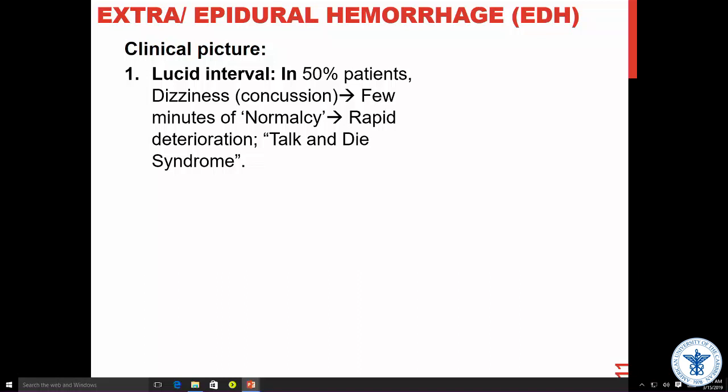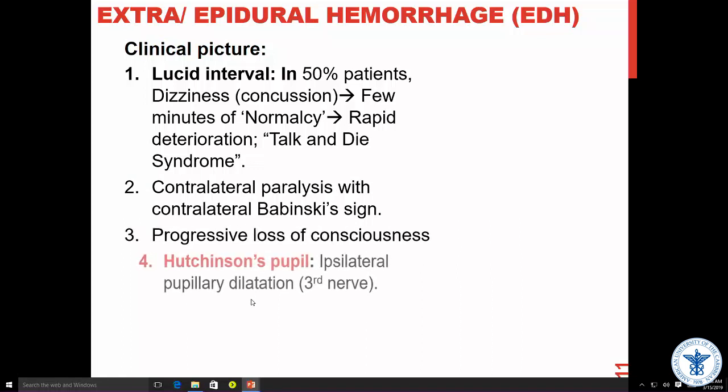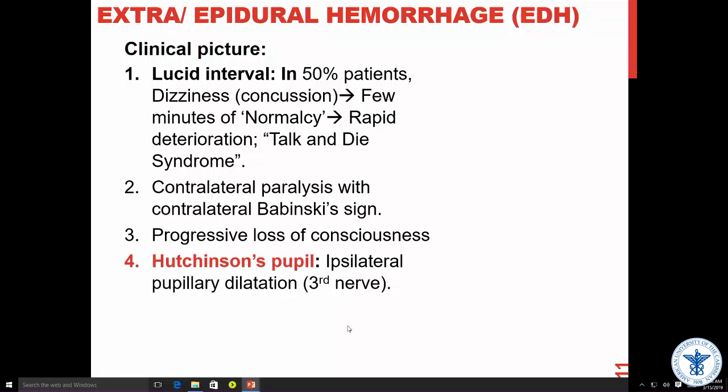And then very quickly the pressure keeps increasing, and now it's become quite a huge hematoma, okay? So please do not miss this lucid interval. And then they could have contralateral paralysis and Babinski sign, loss of consciousness, and pupillary manifestation, ipsilateral pupillary dilatation. It's also called Hutchinson's pupil, if you want to remember. This is a different patient here: right side pupillary dilatation, and she had left side paralysis.